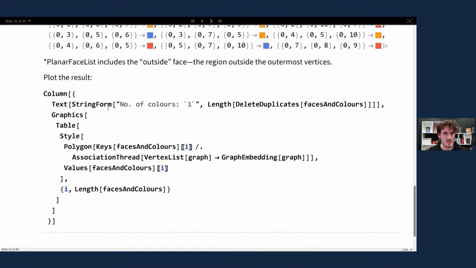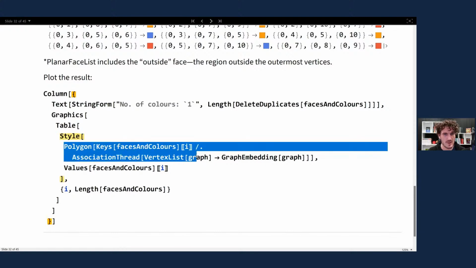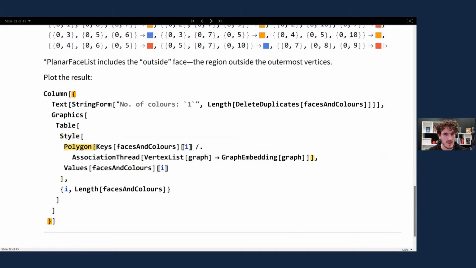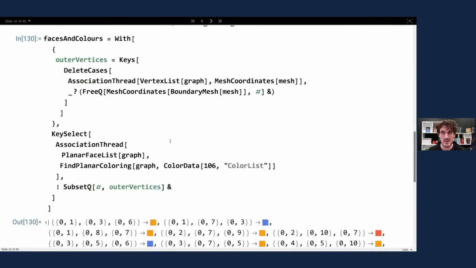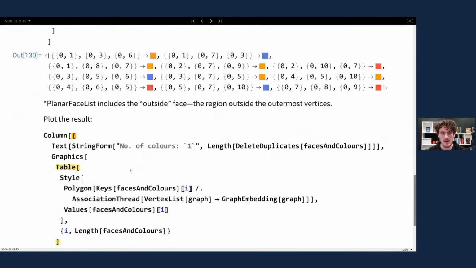Okay, and then we want to plot the results. So lots of this code is just styling, and really the meat of this is going on in the polygon, like polygon is being applied to the keys of faces and colors. But the main thing I want you to understand is what's going on here. And a lot of the hard work is being done by these new functions, planar face list and find planar coloring. So let's plot the result.